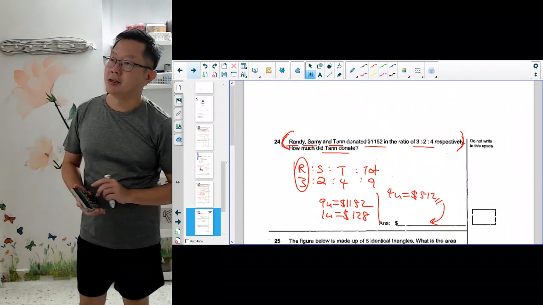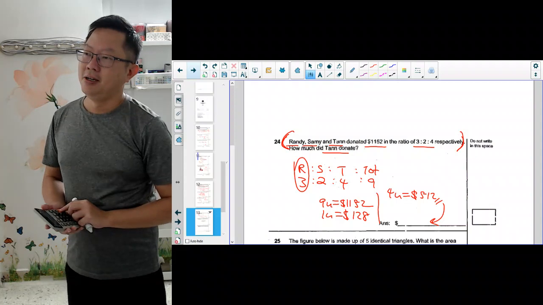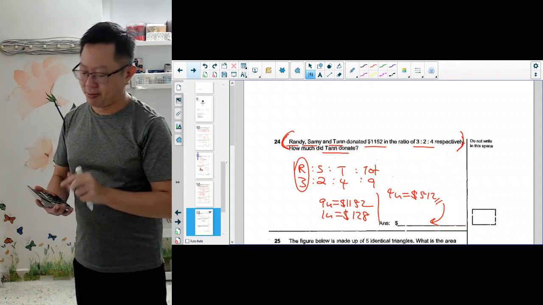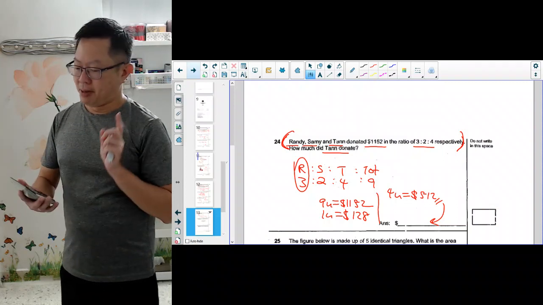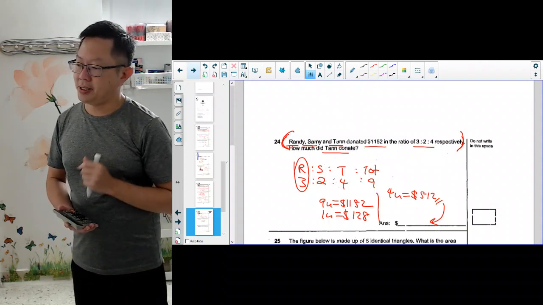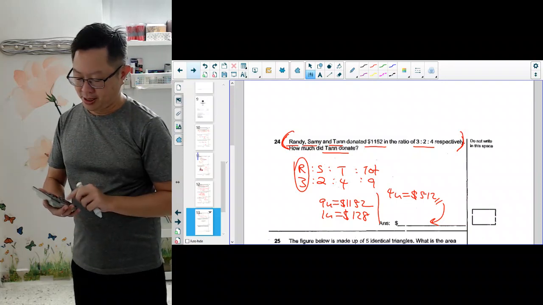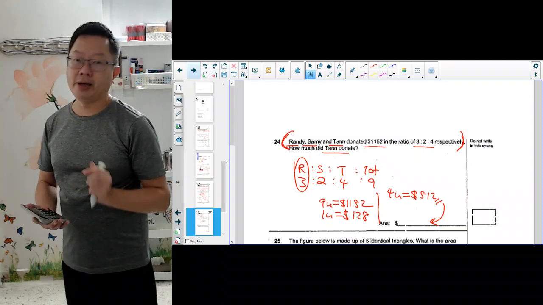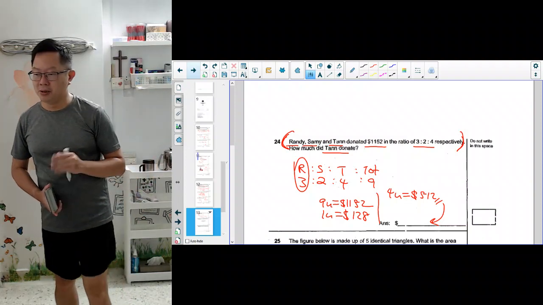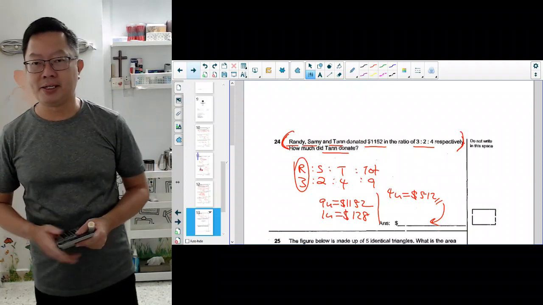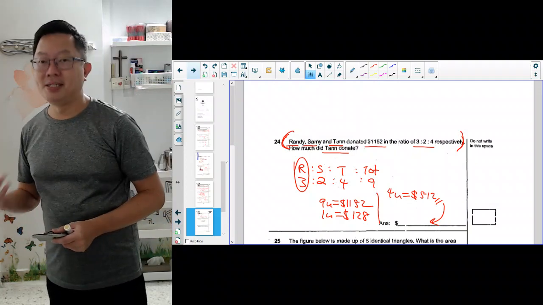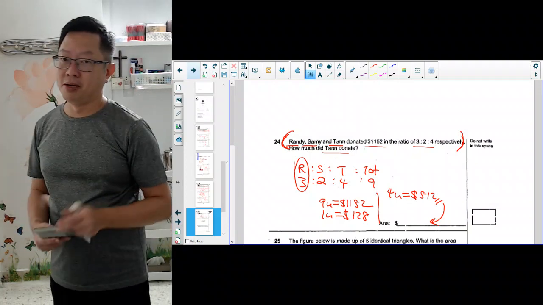Okay, so let me just double check to see whether the answer is correct. So the total is 9 units. I take $1152 and then I divide by 9. And my 1 unit is $128 and Tam donated 4 units. So 128 times 4. And my answer is correct. Okay, so quite easy for a 2-mark question. So the only way you can lose your marks is when you make careless mistakes. When you look at the wrong number for the person.